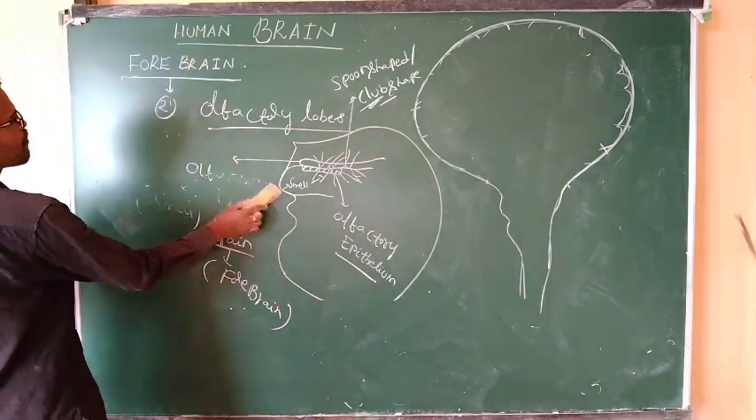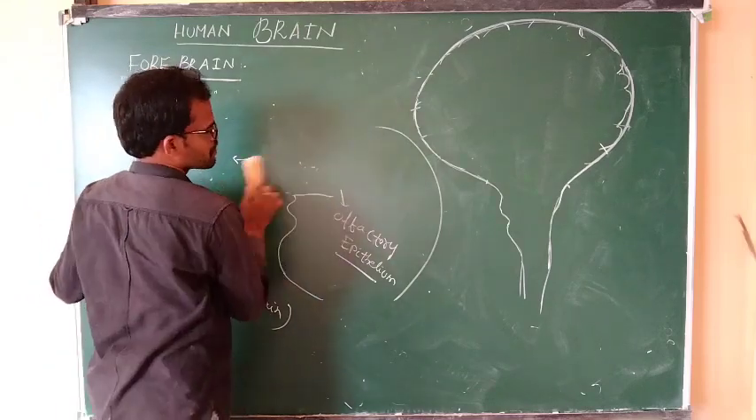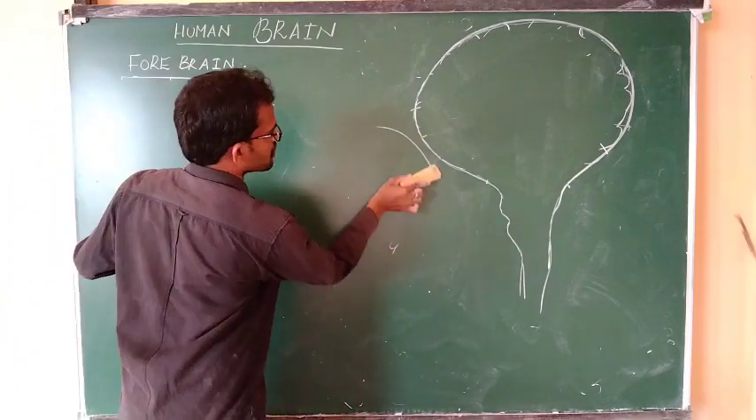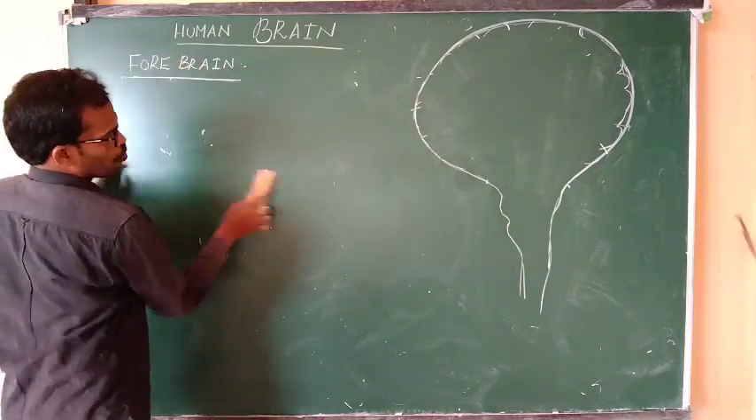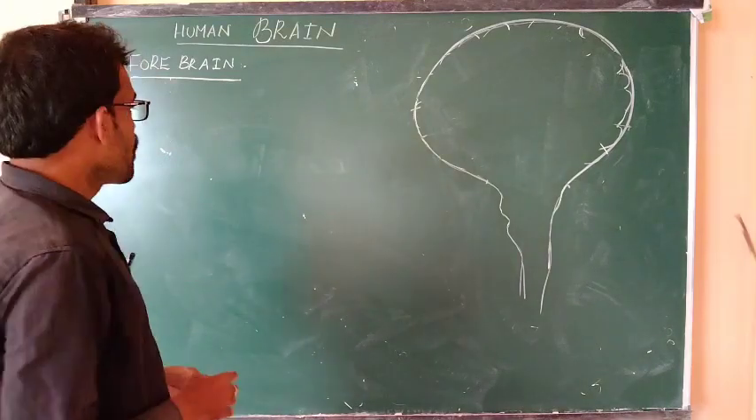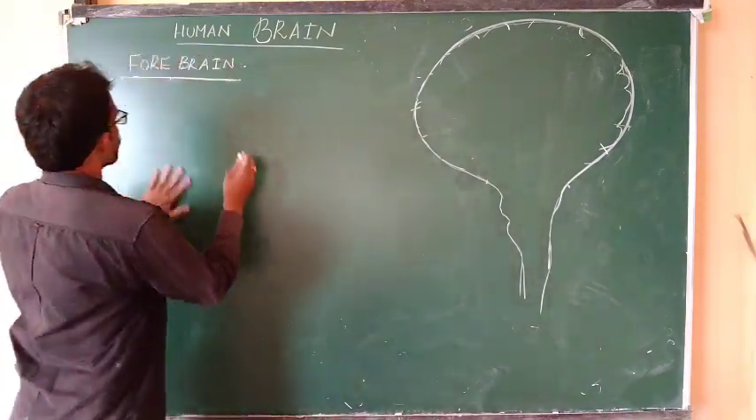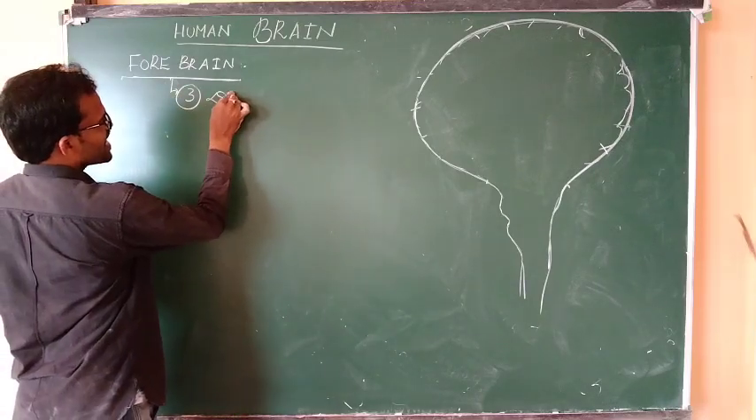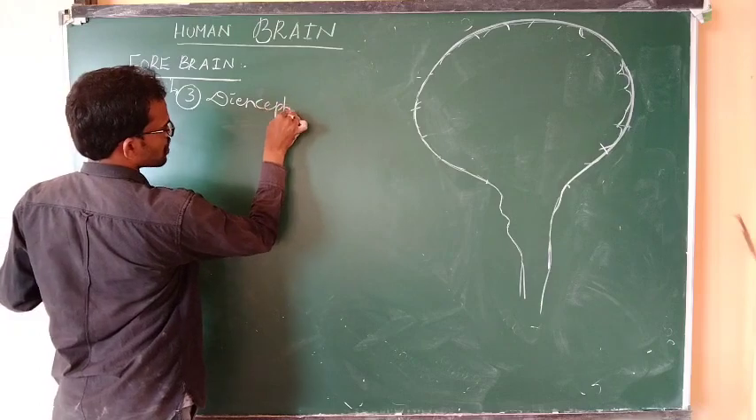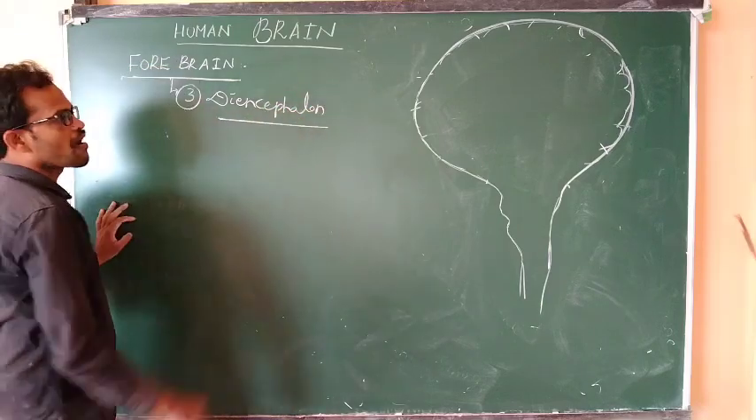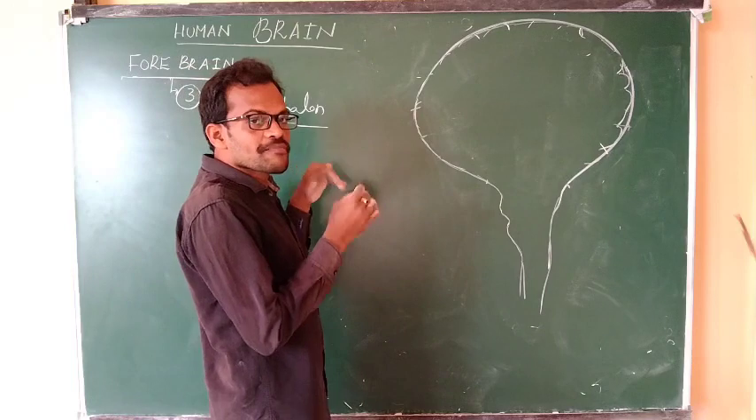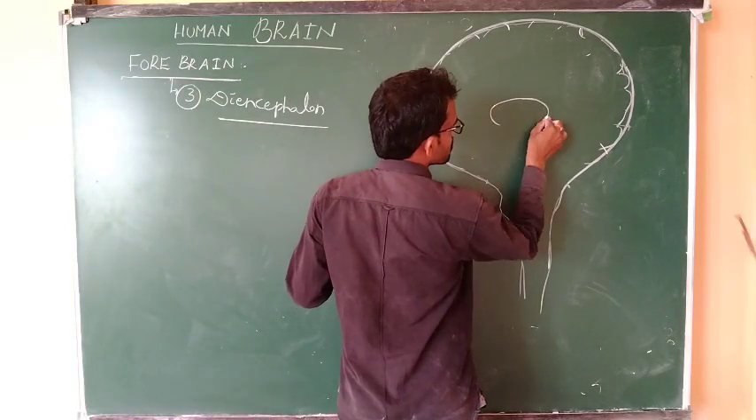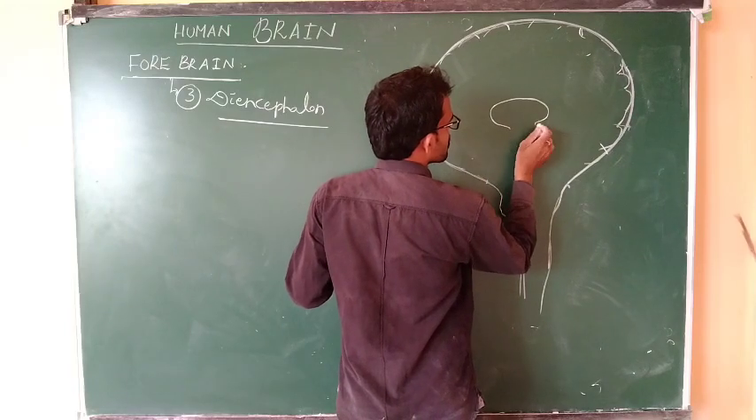The third part of the forebrain is known as the diencephalon. If you observe the brain, what is this part? The diencephalon.